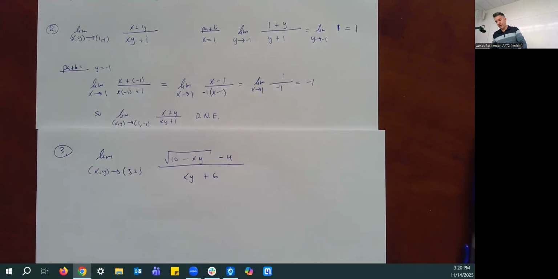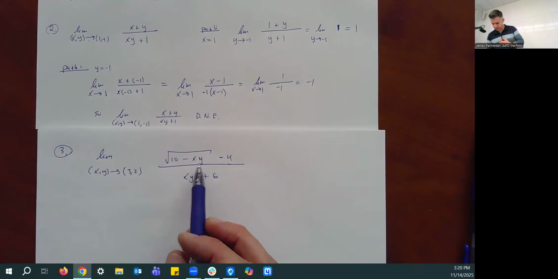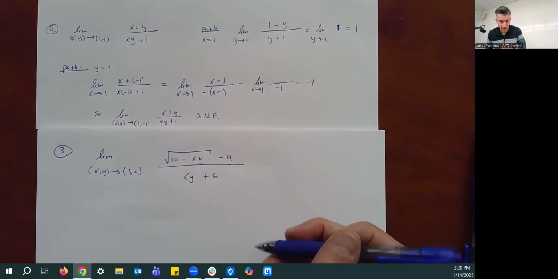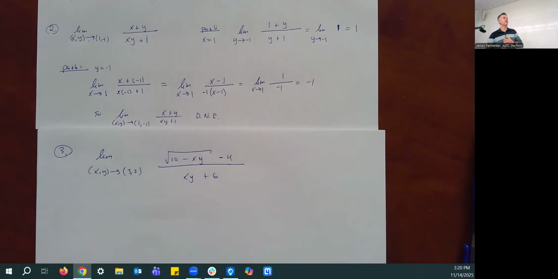Now, again, looking at this limit, if you plug in (3, 2), you're going to get 0 over 0. You're going to get the square root. Except I think I made a mistake. So let's actually observe that. It's okay. So let's say this got written on your test. Your instructor made a mistake. They gave you this limit. Go with it.